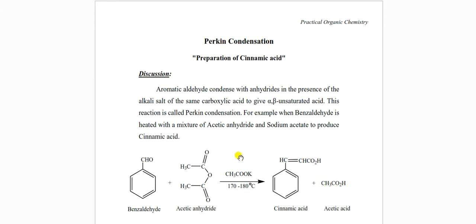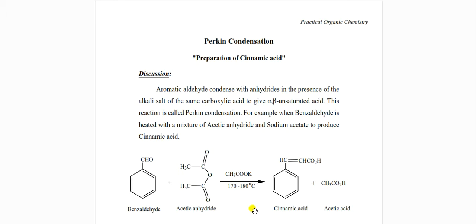As an example to explain this condensation, here we have benzaldehyde as the aromatic aldehyde with acetic anhydride in the presence of potassium acetate or sodium acetate, which will produce cinnamic acid and acetic acid.